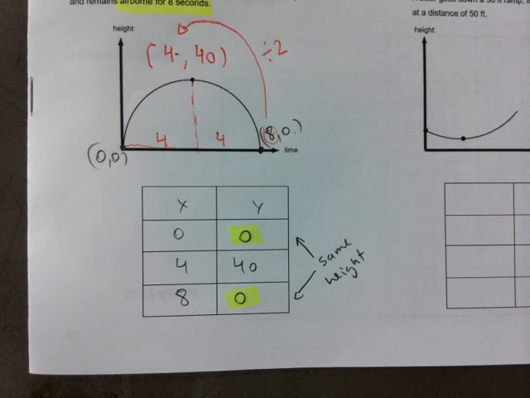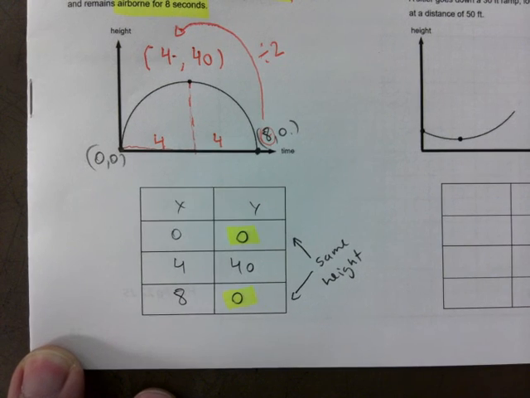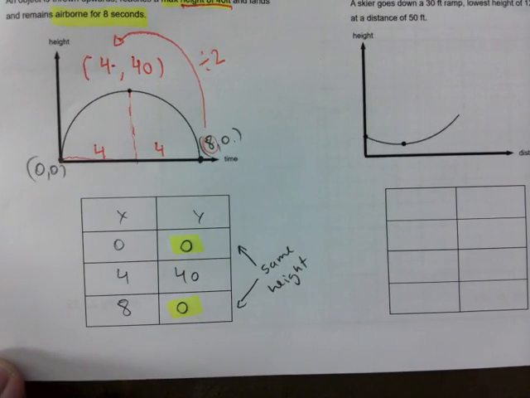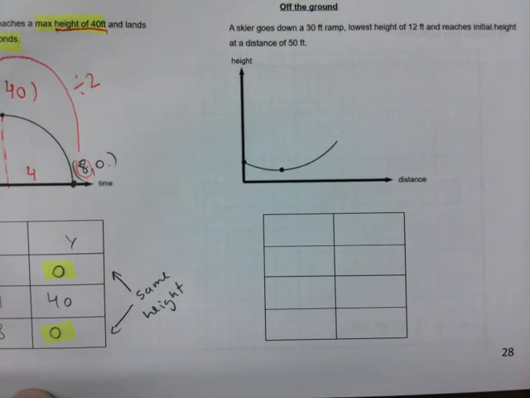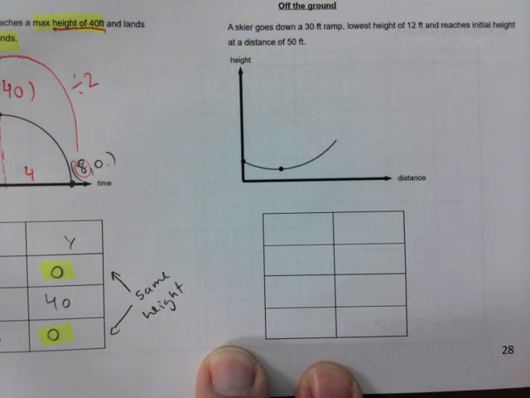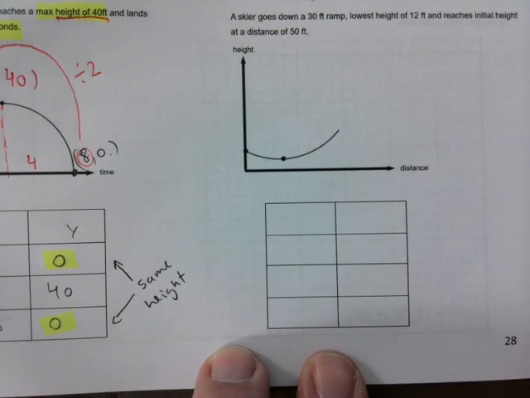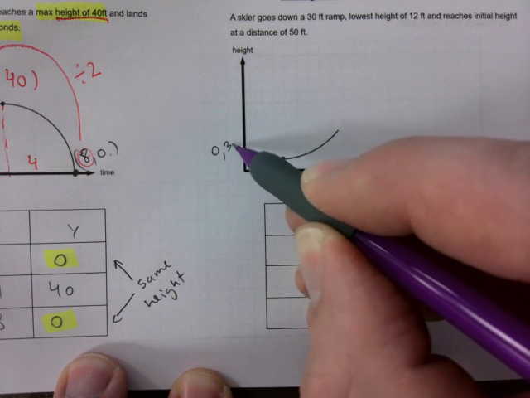Okay. And let's do one that is a little bit different, because most parabolas point down, but from time to time you will have one that points up. So here we go. A skier goes down a 30-foot ramp, right? Lowest height is 12 feet and reaches initial height at a distance of 50 feet. You're like, wait a minute. So a 30-foot ramp, if this is the ramp, then it's 0, 30 here.